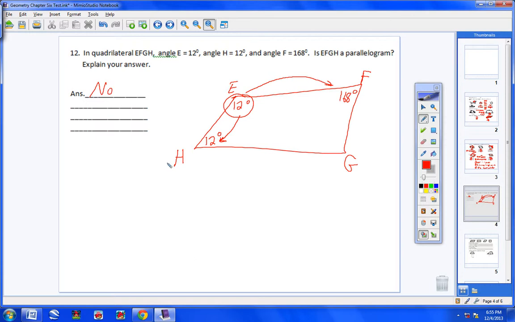That would have been the only way to prove that this quadrilateral is a parallelogram, by seeing that this middle angle is supplementary to both of its consecutive angles, and it's not. 12 plus 12 is not 180. So no, this quadrilateral is not a parallelogram.